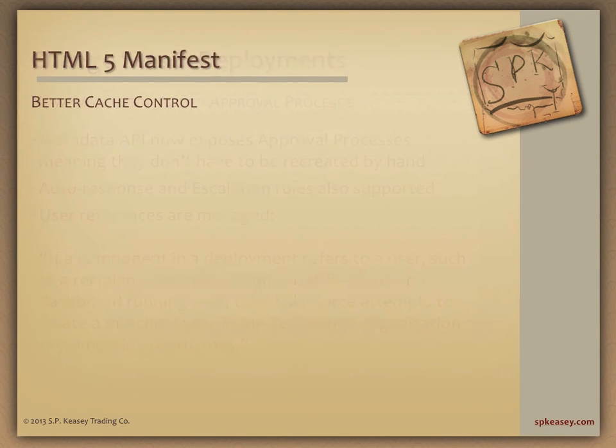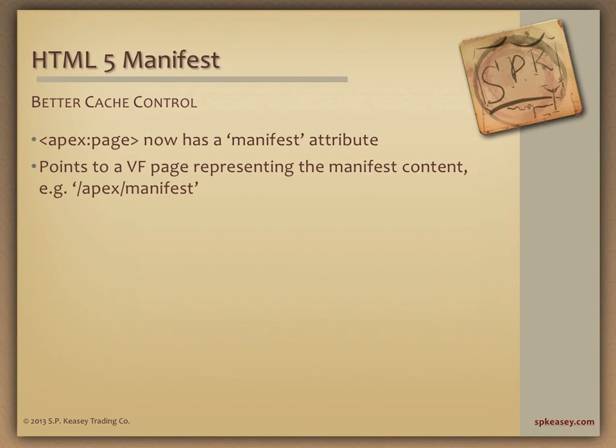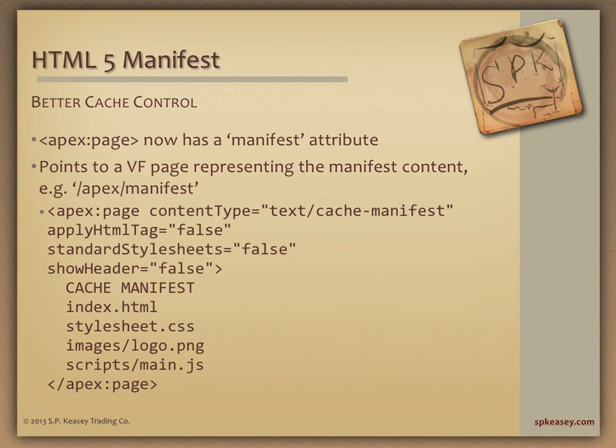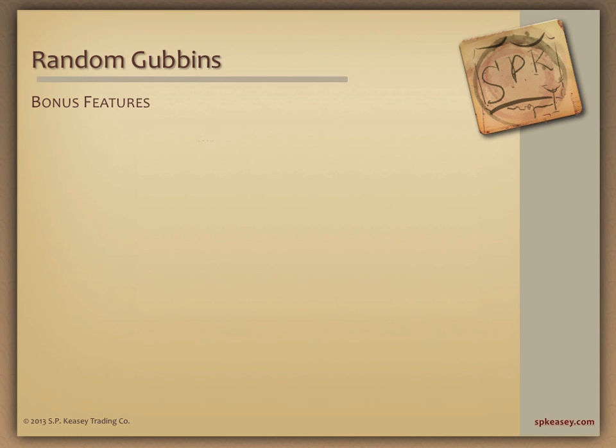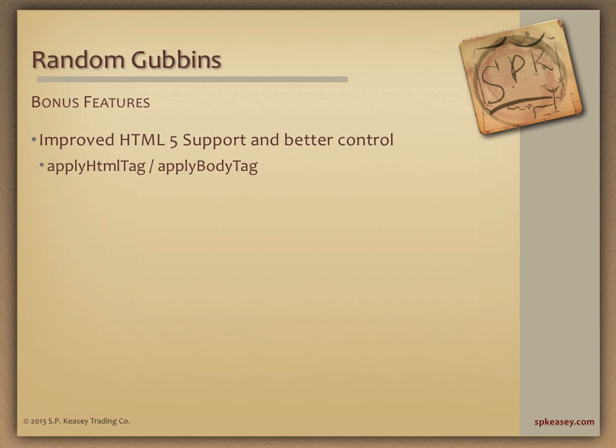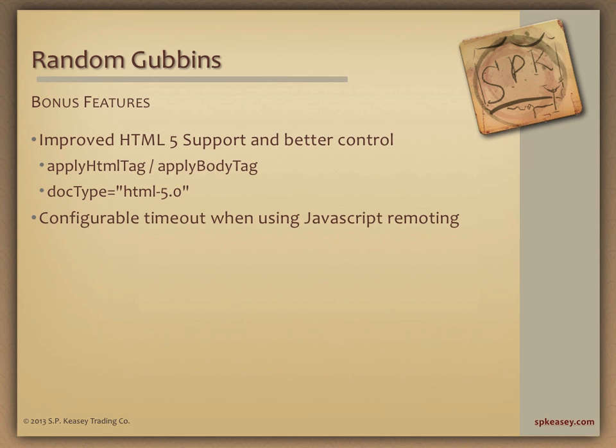When it comes to HTML5 support, there's now better cache control. We can use a manifest to specify which contents of the page should be cached in the user's local browser cache. And a bunch of random bonus features. There's generally better HTML5 support. You can control more things. You can turn HTML tags on and off and body tags on and off. You can use doctype as HTML5 really easily to get that in there.